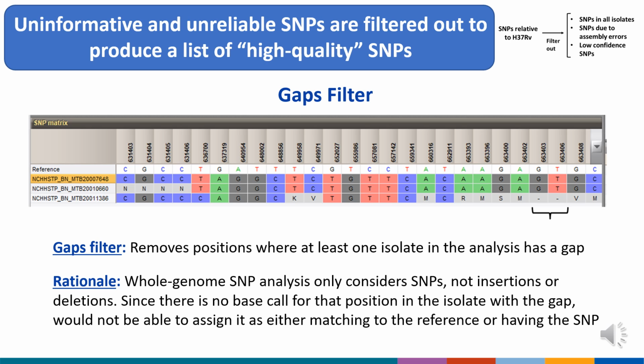Somewhat similar to that is the gaps filter. This removes positions where at least one isolate in the analysis has a gap, indicated here with a bracket. And remember, it could be a gap because of an actual insertion or deletion event, or because there is little or no coverage at that position. These positions are removed because whole genome SNP comparison only considers SNPs, not insertions or deletions. Also, since there is no base call for that position in the isolate with the gap, we would not be able to assign it as either matching the reference or having the SNP.